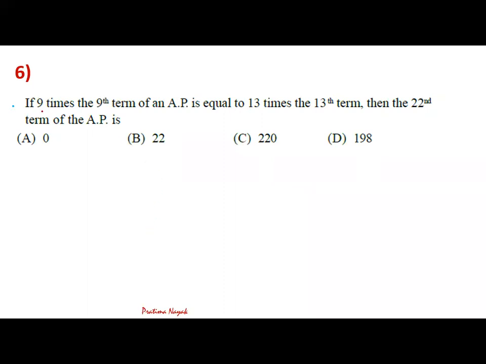Next, 9 times the ninth term of an AP is equal to 13 times the 13th term. Then how much will be the 22nd term? So 22 is equal to 9 plus 13. So if m times the mth term equals n times the nth term, then the (m plus n)th term is, yes, 0. So 0 is the answer.